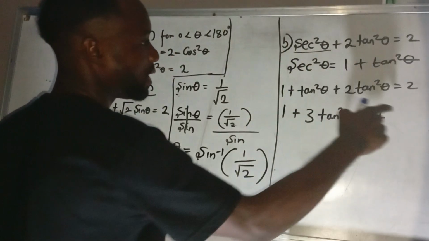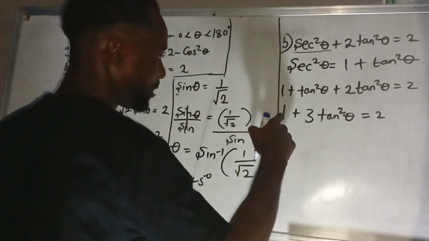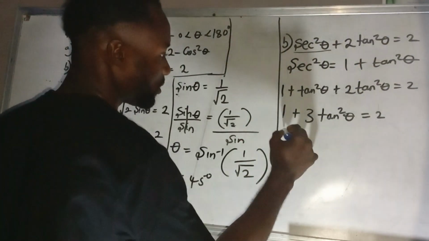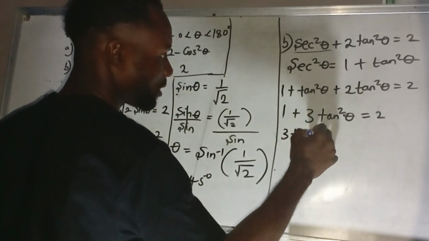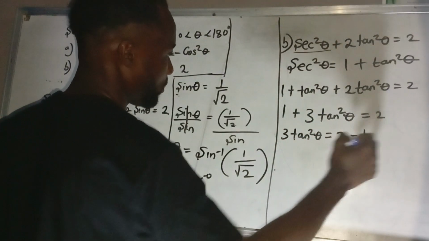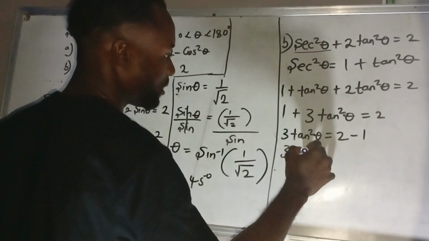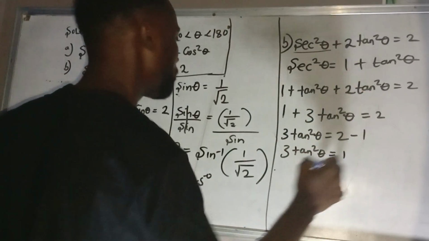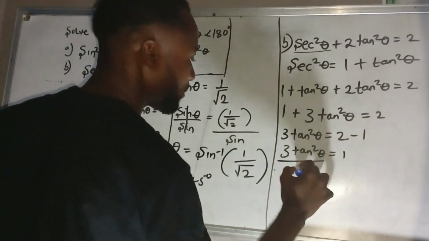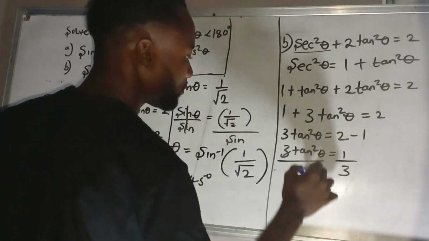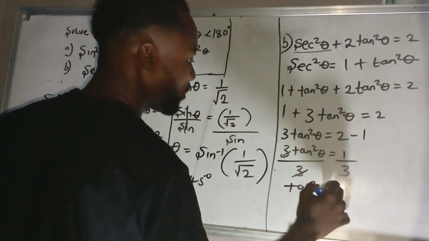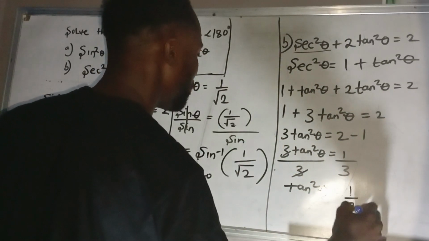You take this guy to this side. Take this guy to this side. So 3 tan square theta is equal to 2 minus 1. So 3 tan theta square is equal to 1. So divide both sides by 3. Tan square theta is equal to 1 all over 3.